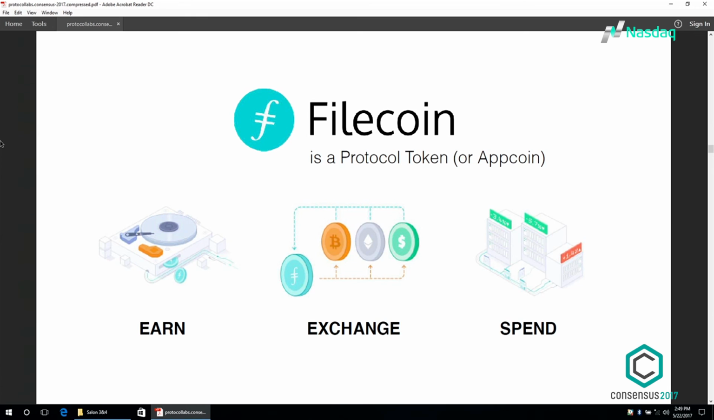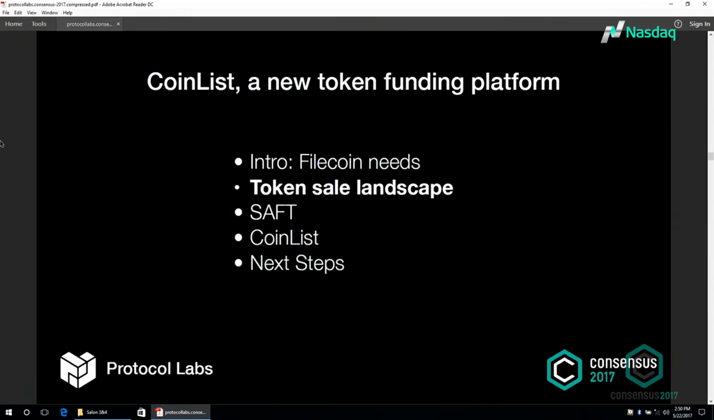And so these tokens are called protocol tokens or app coins. These are names for the same kind of idea. And the critical thing to note, though, is that the token itself has a useful value. The token itself is going to be spent in the hiring of the network to store data. Similar to how with Ethereum, you spend Ether to hire the Ether network to run your computation. So now that's a little bit of a short primer on what Filecoin is and why we needed to have a token sale.